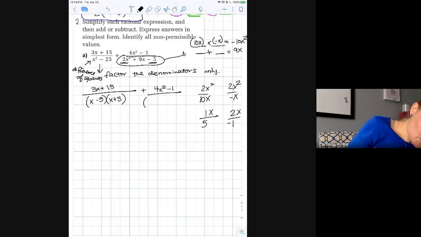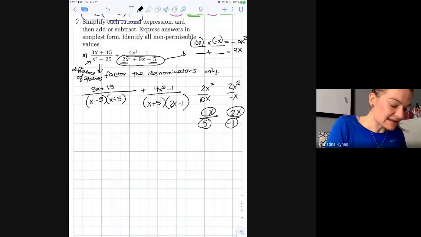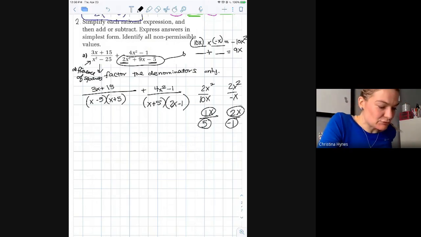Our factors are x from here plus 5 from here. The other factor would be 2x minus 1. So that's how you factor. Now double check that if you did FOIL, will it end up as the original? Yes. So that's what you want to confirm, is that if you were to do FOIL, it looks the same as what you started with.